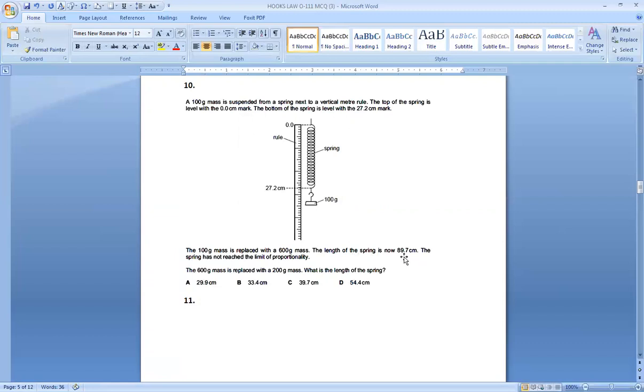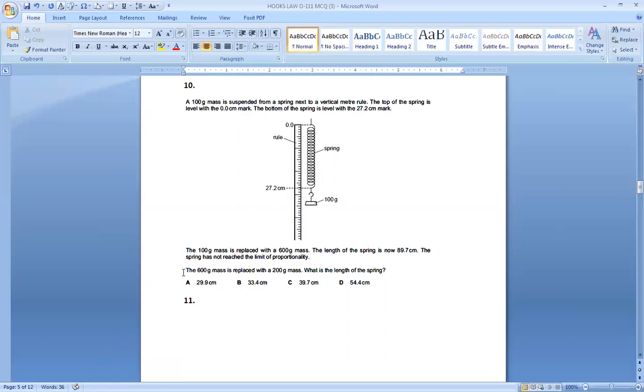Because we have changed the load from 100 to 600, there is a change of 500. We have to see, for the change of 500 grams, what is the change in the extension. That will be 89.7 minus 27.2. For 500 grams, the extension is 62.5.